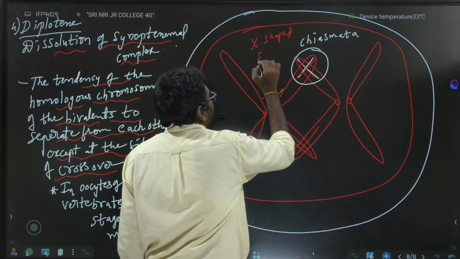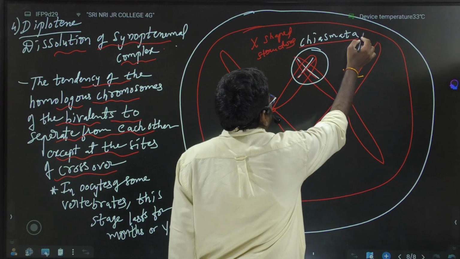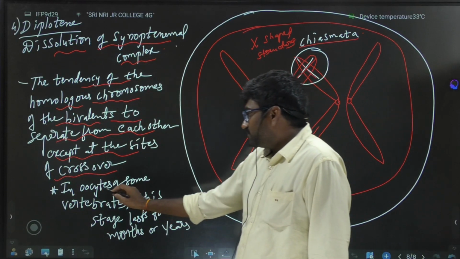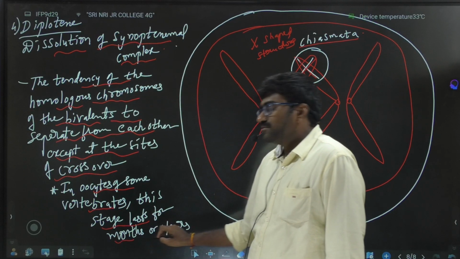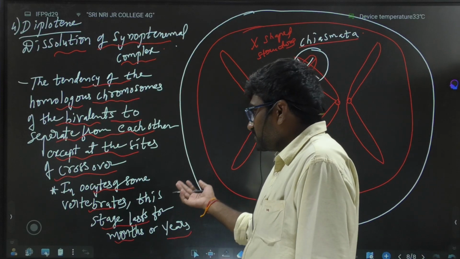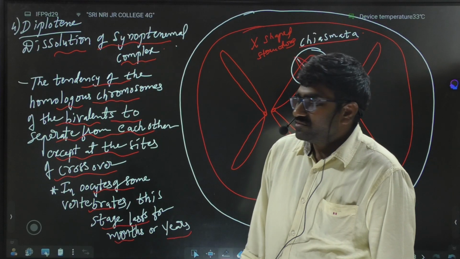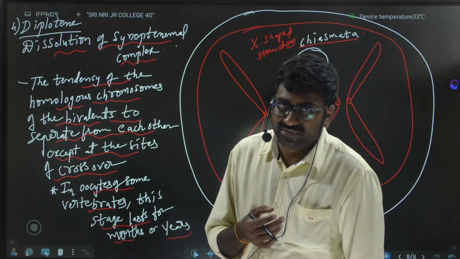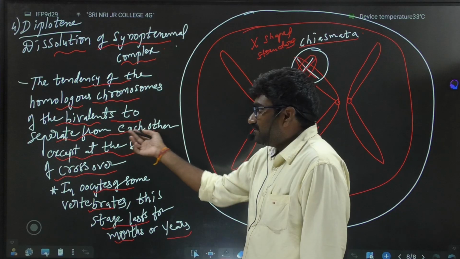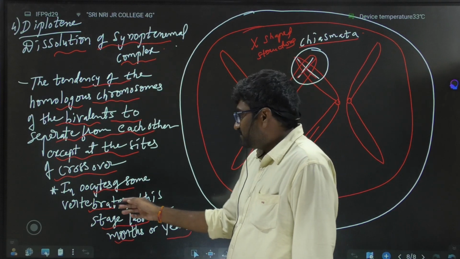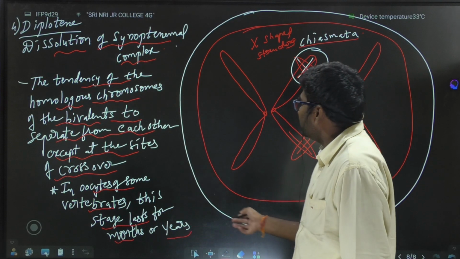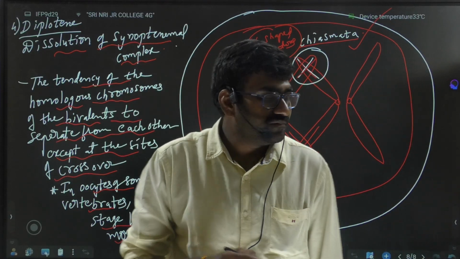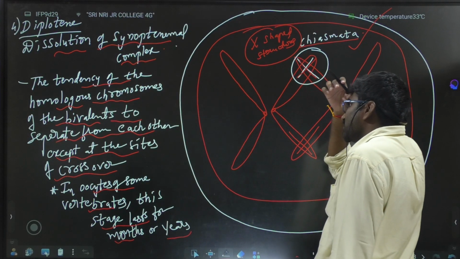The chiasmata are clearly visible in this diplotene stage. Another important point is that in oocytes of some vertebrates, this stage lasts for months or years. Right. This is one of the PYQs of the NEET examination. Without this topic, we cannot imagine the question paper, so this topic is very important from the NEET point of view also. In oocytes of some vertebrates this stage lasts for months or years, and the X-shaped structures are called chiasmata.